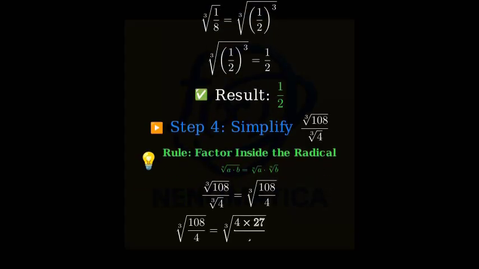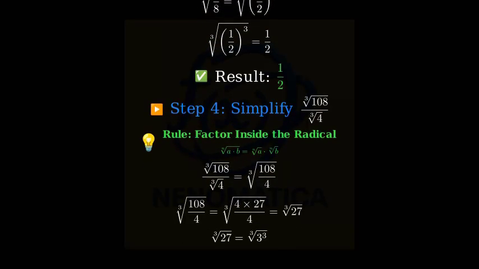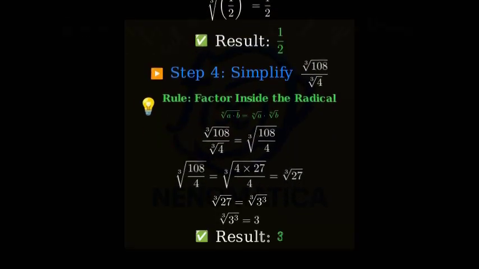Let's factor 108. We can express 108 as 4 times 27. Now, we have the cube root of 4 times 27 divided by 4, which simplifies to the cube root of 27. 27 equals 3 cubed. So the cube root of 3 cubed is simply 3. Therefore, the final answer is 3.